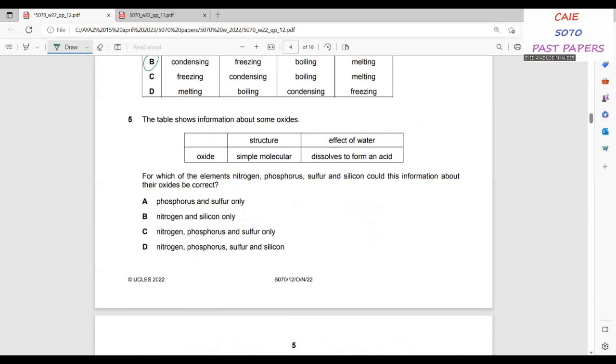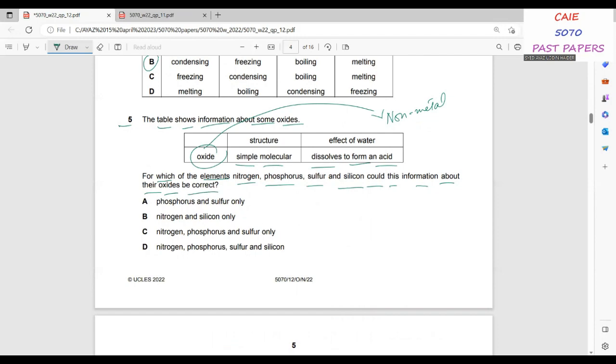Number 5. The table shows information about some oxides. Oxide, structure simple molecular, effect of water, dissolves to form an acid. When these oxides are dissolved in water, they produce an acid. Definitely these oxides must be non-metal. For which of the elements, nitrogen, phosphorus, sulfur, and silicon, could this information about their oxides be correct?